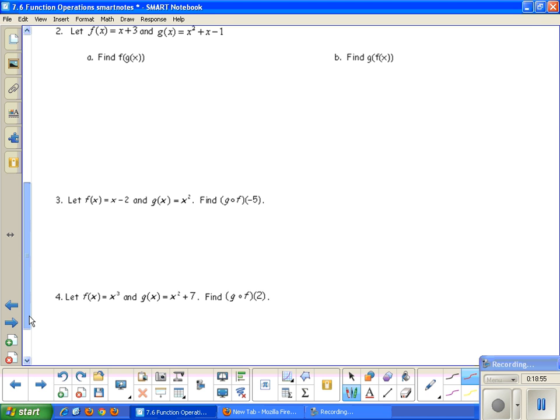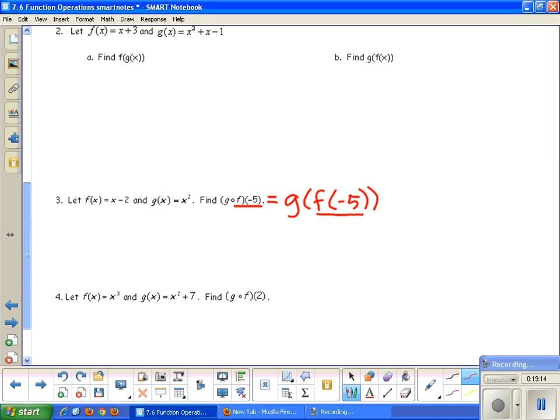So for the first one, it says let f of x equal x minus 2, g of x is x squared. We want to find g of f of negative 5. So that means that first I evaluate my inner function. So if I rewrite this, I can write g parenthesis f parenthesis negative 5. These are just two different ways of writing the same problem.